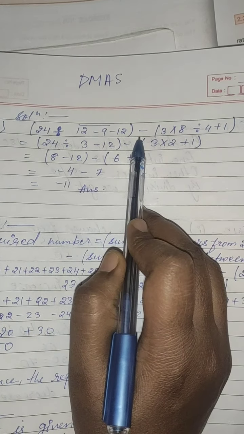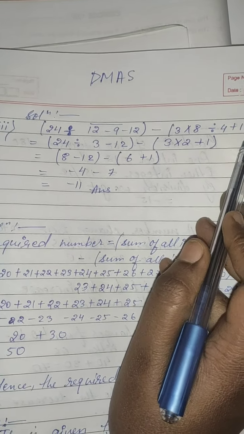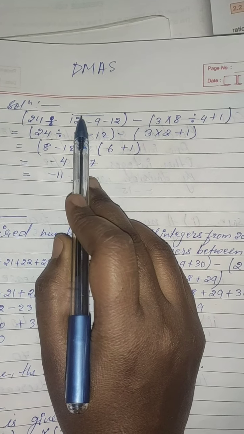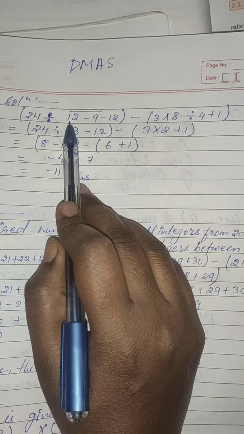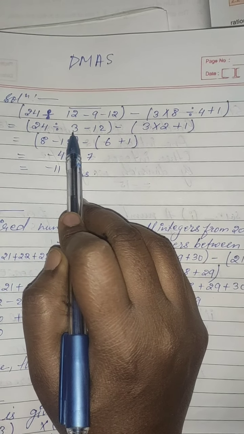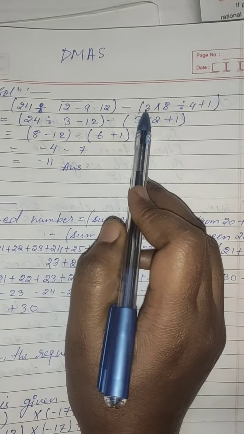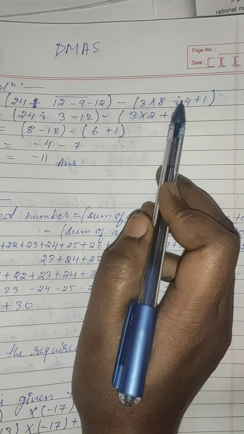Okay, and the question is minus 3 into 8 divided by 4 plus 1. In this, first we have to do this one. So when we solve this, 12 minus 9, it becomes 3. Now in this, students, we will take both together. So minus 3 into 8 divided by 4 plus 1.